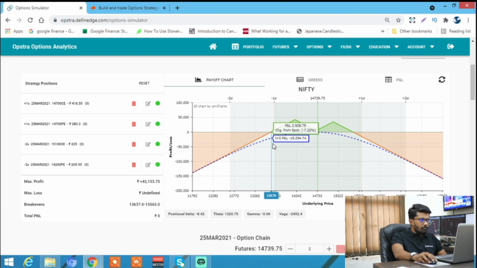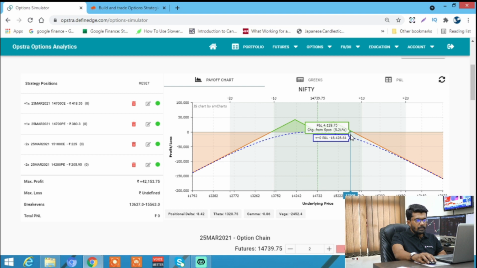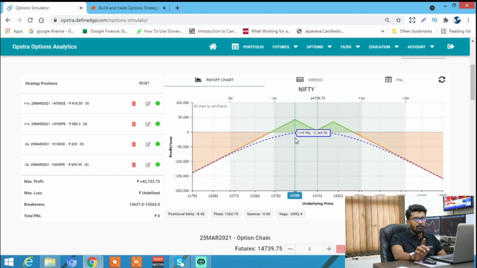On the downside, my break even is 13,600, and on the upside my break even is around 15,500, and I will not have any problem if the market is going to expire. Even if the market expires in between these break even points, I am going to make a profit. And if the market is bullish, or even bearish, you are going to make a profit. I will tell you why.